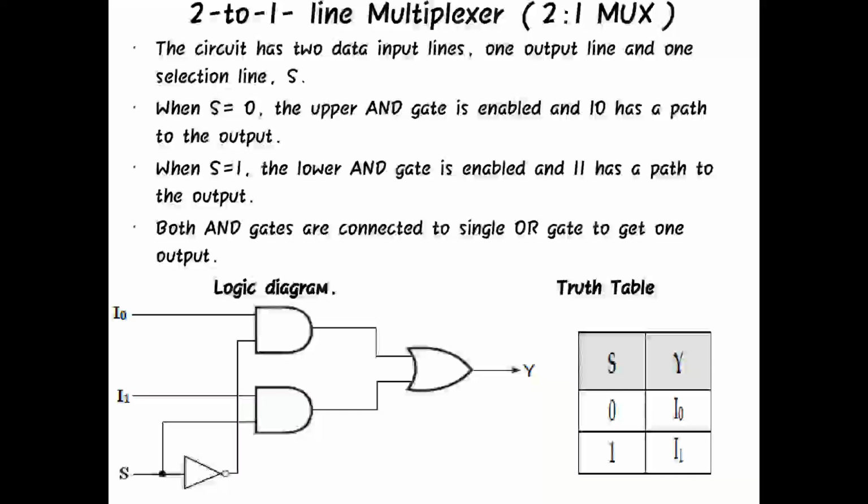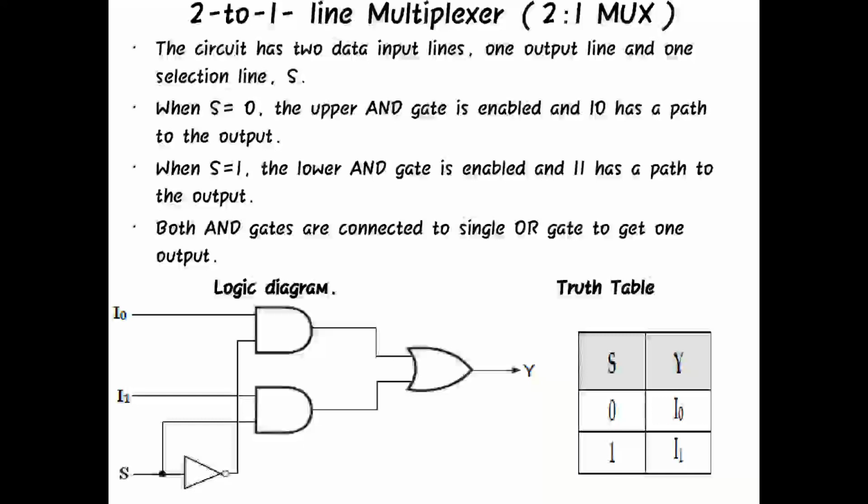Look at the truth table. First, S and Y, that is, S is the select input and Y is the output. If S is 0, I will be getting I0. If S is 1, I will be getting input I1 as the result.